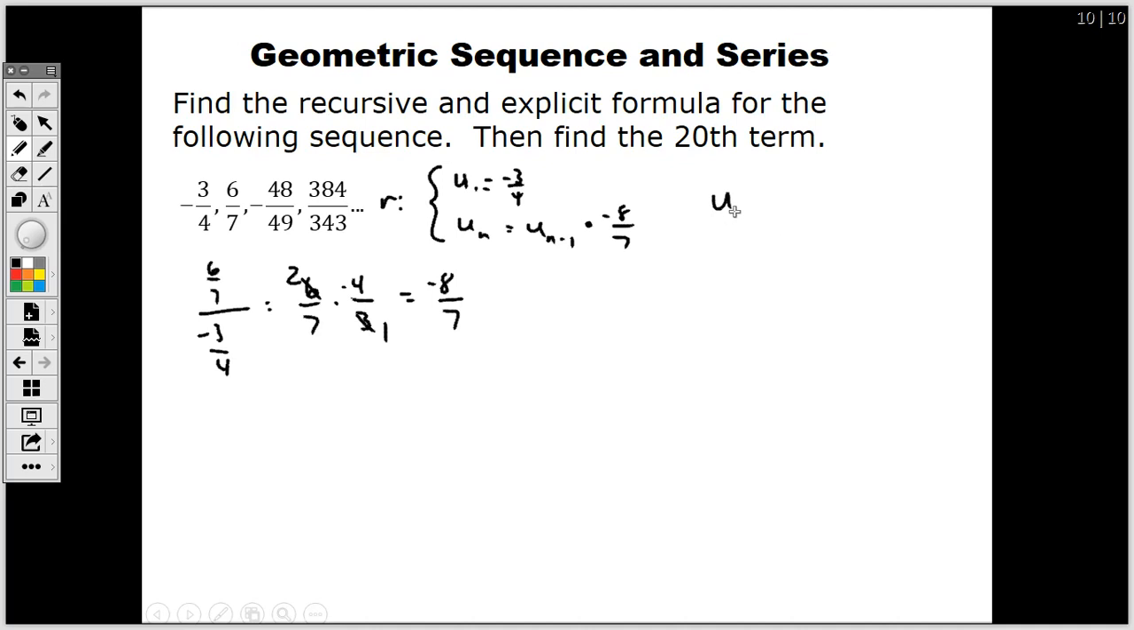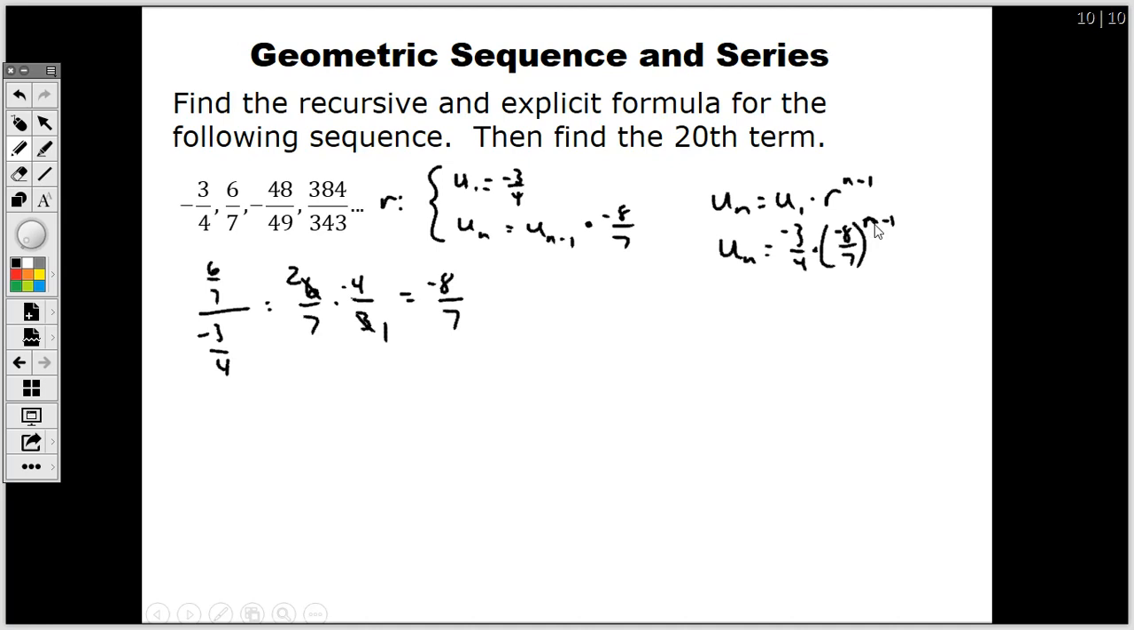Okay. And then our explicit, we had that, and if you need to go back and write down the formula, you should have done that, but pull us back a little bit and look at that formula. u sub n equals u sub 1 times r to the n minus 1, right? So u sub n here equals negative 3/4 times negative 8/7 to the n minus 1.